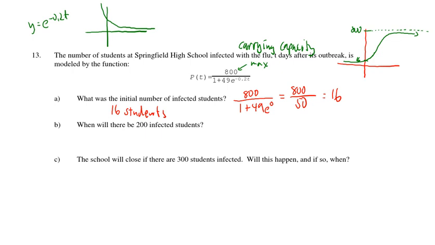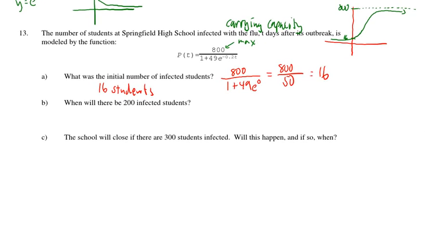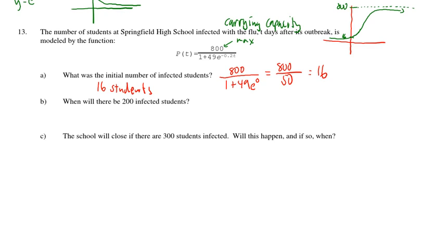All right, and let's just practice solving a couple of these equations. Just because it's a little more complicated of an equation to solve than we've been working with. So let's see what that would look like. Let's do part C. The school will close if there are 300 students infected. Will this happen? Yes, it will happen. We can see by the graph we produced, it will hit 300. If so, when will it happen?